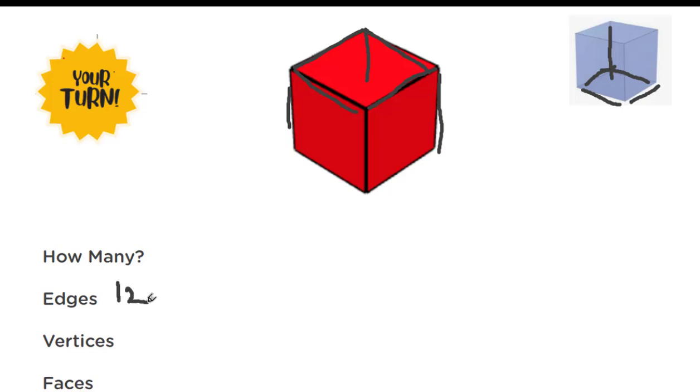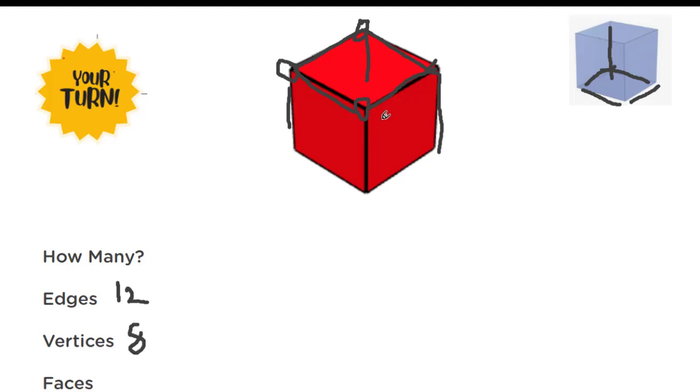Vertices, those are where the two lines meet at a point. So think about how many points this cube has. However many they have on the top, they will have on the bottom as well. So I see 4 vertices on the top, and there's 4 more on the bottom, so that makes the answer 8.